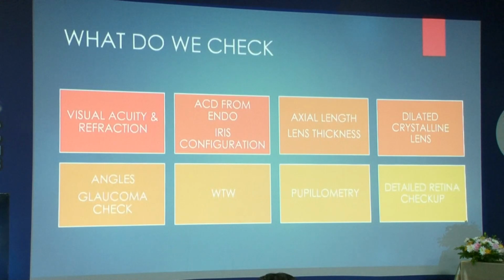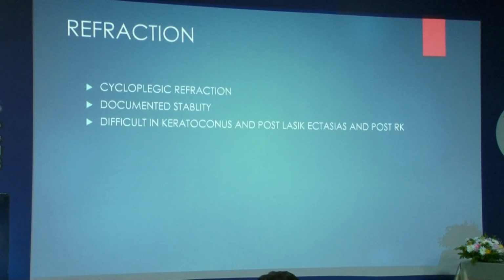You need to check white to white, which I'll be talking about. You need to do your pupillometry and a detailed retina checkup. Now in this retina checkup, don't do a regular retina checkup on the slit lamp. Get a proper retina specialist to do an IO with indentation so that you have gotten retina clearance. Ultimately in this procedure we are entering the eye, so you want to make sure everything is a 10 on 10 before you operate.